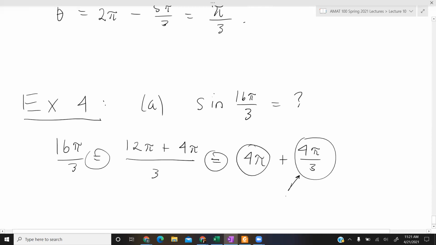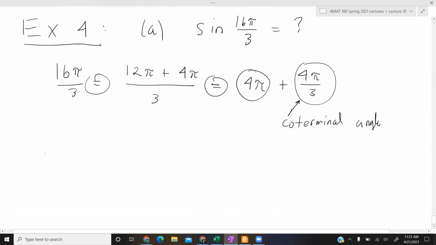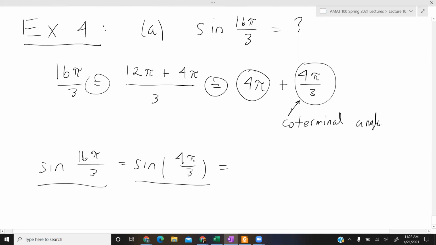So this right here is the coterminal angle. What that means is sine of 16 pi over 3 is the same thing as sine of 4/3 pi. So calculating this reduces to calculating that.